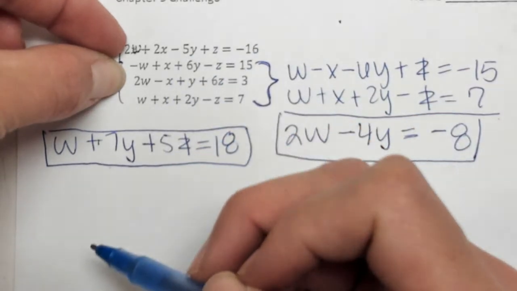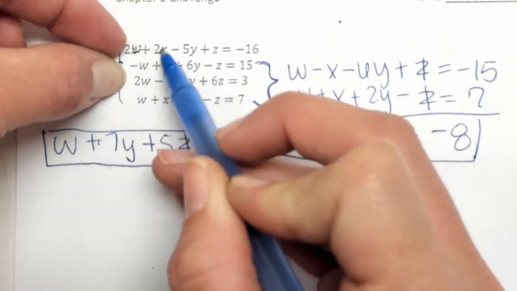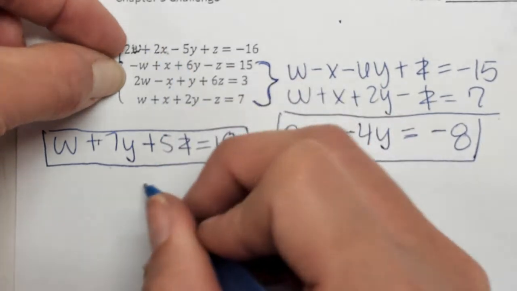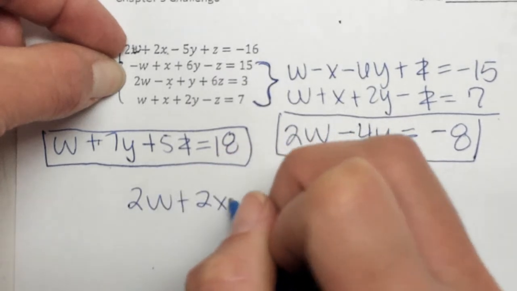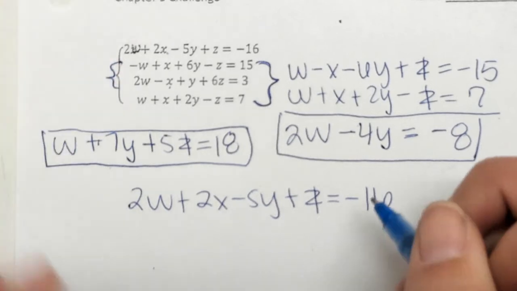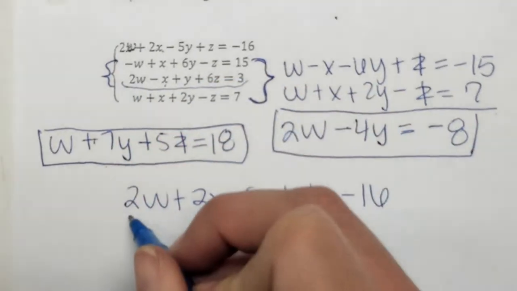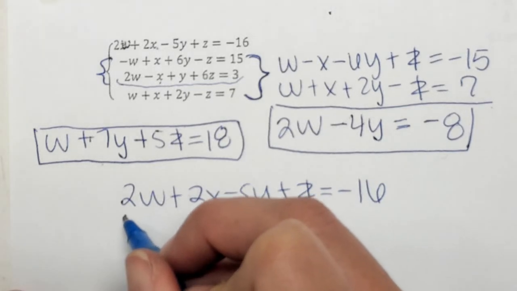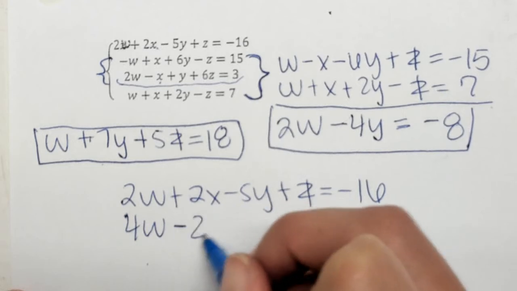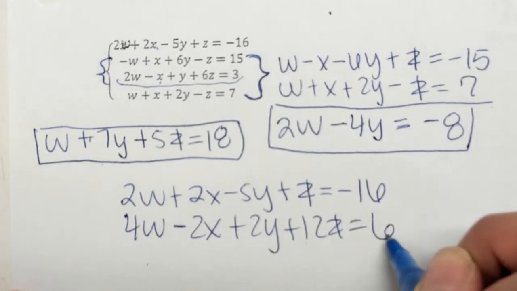Which letter are we still trying to cancel out? X. So what do we need to do to this third one? Multiply it by what? 2 or -2? Good. So I'm going to write the top one down. We don't need to change that one. Alright, the bottom one, if I multiply it by 2, Madison, what's this going to give me when I multiply everything by 2? The third. Mm-hmm. 4W minus 2X plus 2Y plus 12Z equals 6. Good.